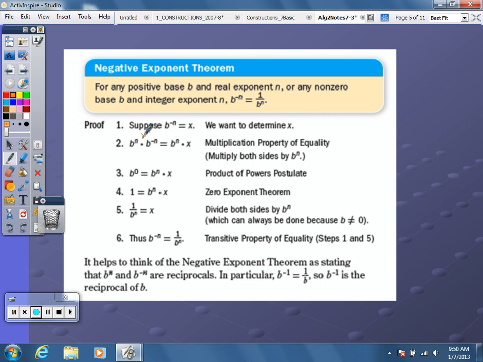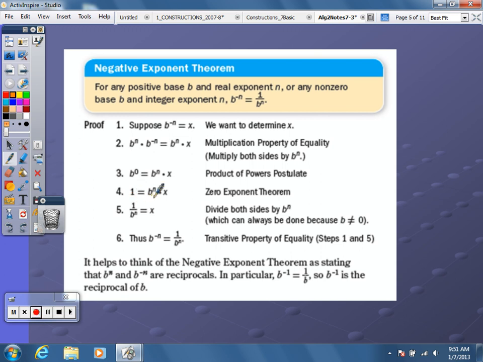We're going to prove by assumption. We're going to suppose that b to the negative n equals x. We're just going to say, let's say it equals x. Well, it is legal for me to multiply both sides by the same thing because of the multiplication property of equality. So I'm going to multiply both sides by b to the n. Okay? Well, I can use the product of powers postulate that tells me to add those exponents and I get b to the 0. Still have b to the n times x right here. Well, we know that b to the 0 is 1.